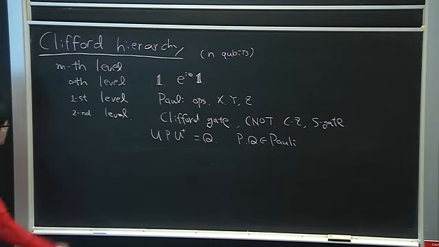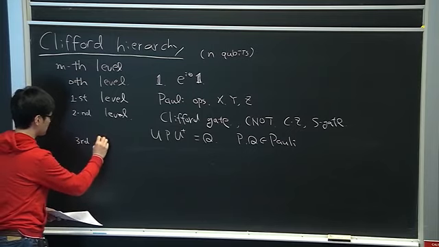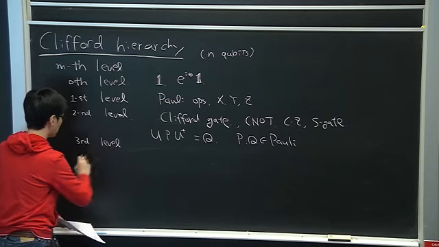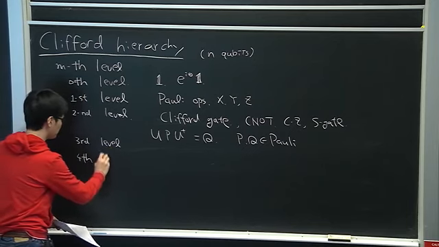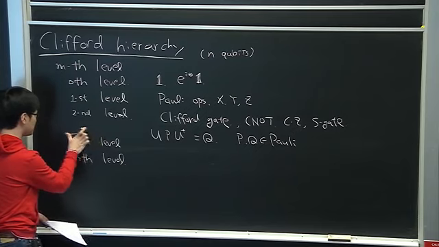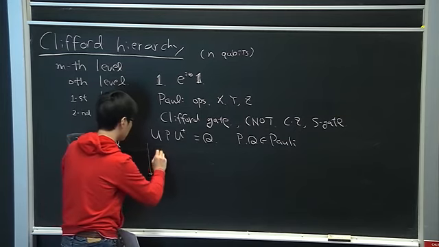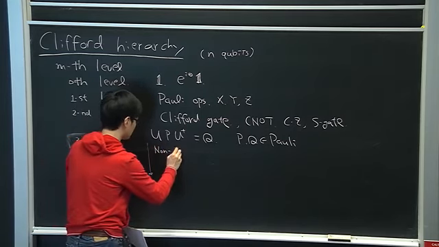Then finally there is a third level gate, a fourth level gate, and so on. Starting from this third level, we have some non-Clifford gates.